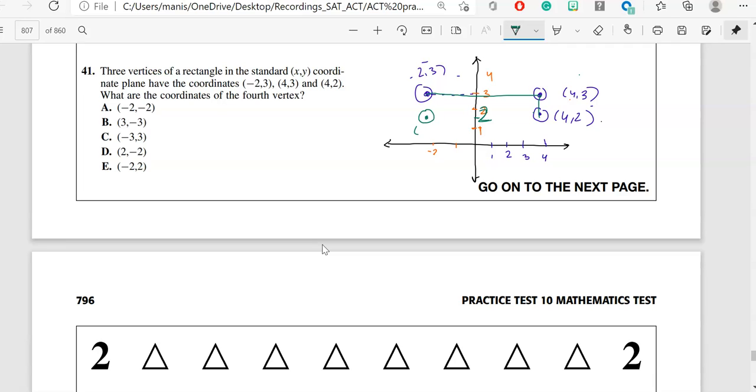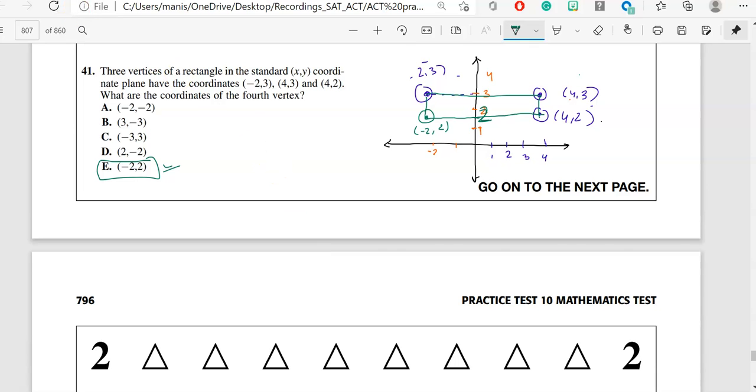So this is my -2, and another vertex, what do you think it is? 2 over here. All right, so if I draw a rectangle, it goes like this over here. So my correct answer is -2, +2. Choice E is the correct answer choice for this problem. We messed up over here.